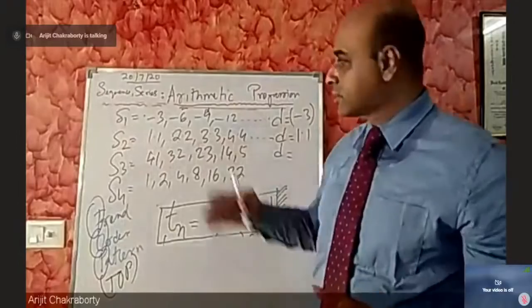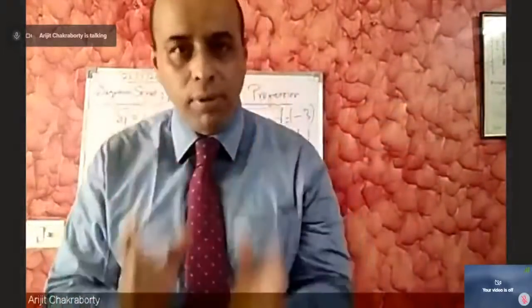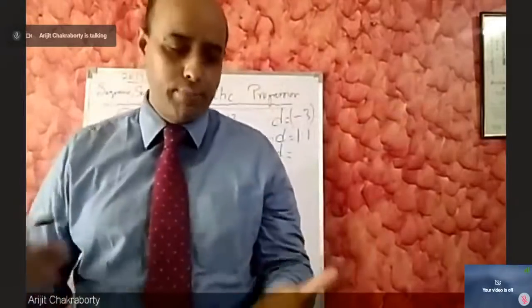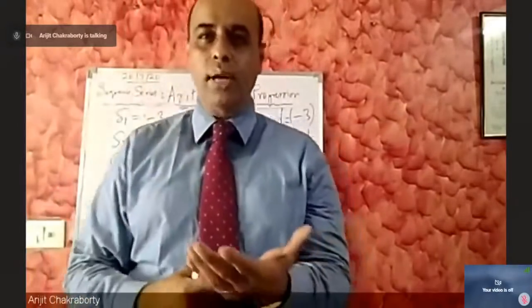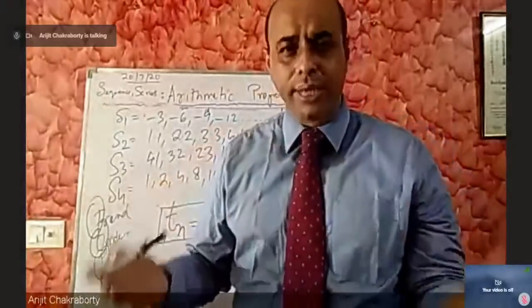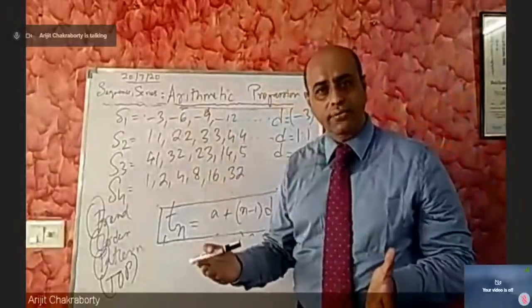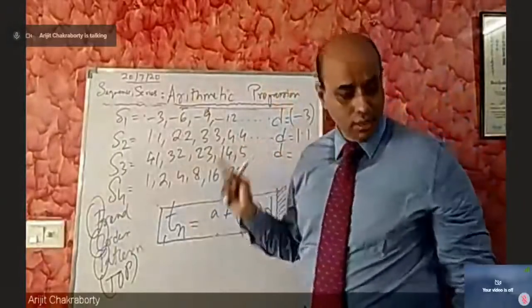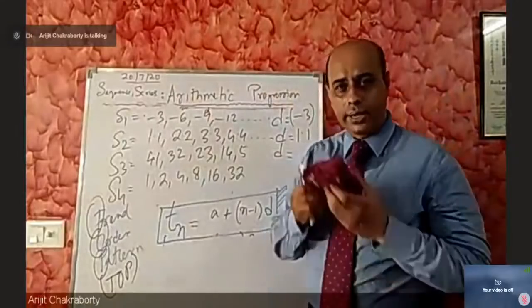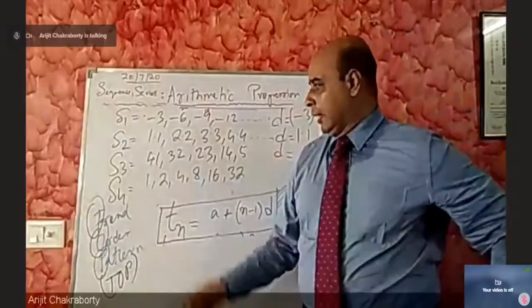Okay? I hope you can see the different types of series, and you can see that the common difference, of course, can be a whole number, a positive whole number. It can be a negative whole number. It can be anything. It can be a fraction also. It can be positive as well as negative. As you can see here, we have decimal 1.1.